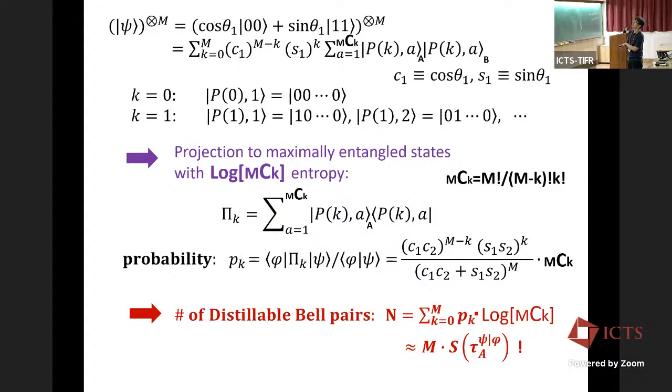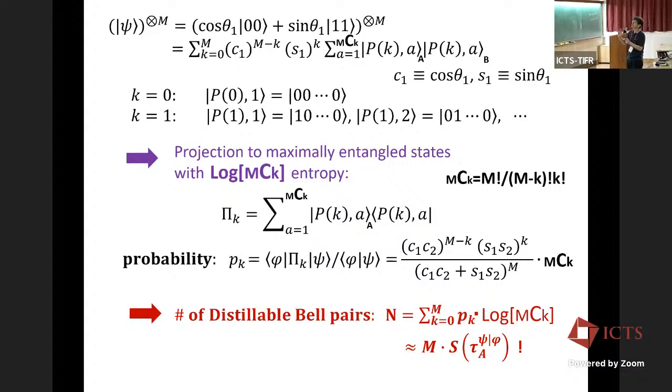So this one can be in a second entry or third entry and so on. Anyway, we end up with this maximally entangled state with this coefficient. This is an important point. And then we can do this projection to this maximally entangled state. Once we get the maximally entangled state, it is very easy to estimate the entanglement entropy.